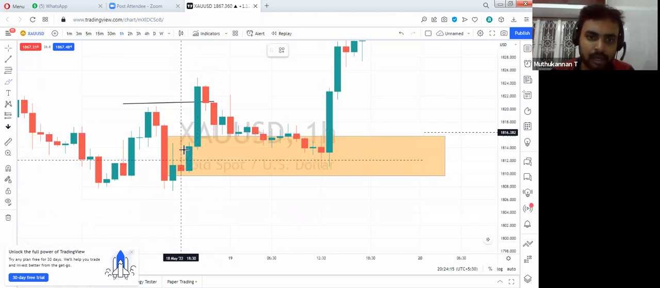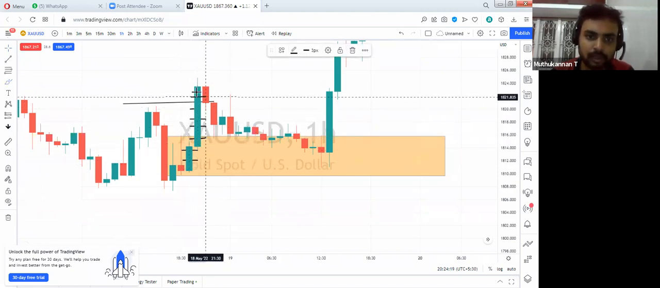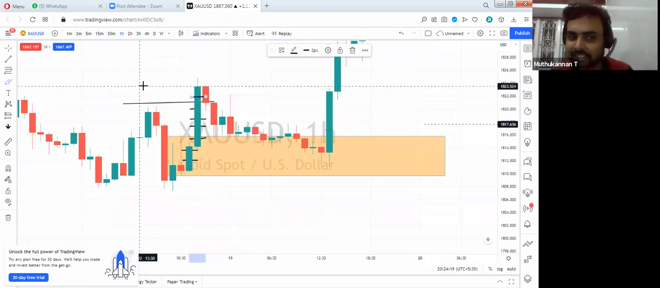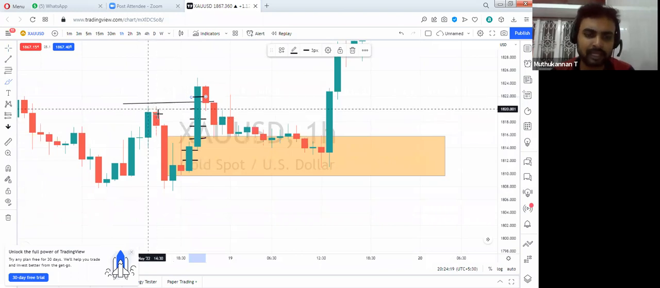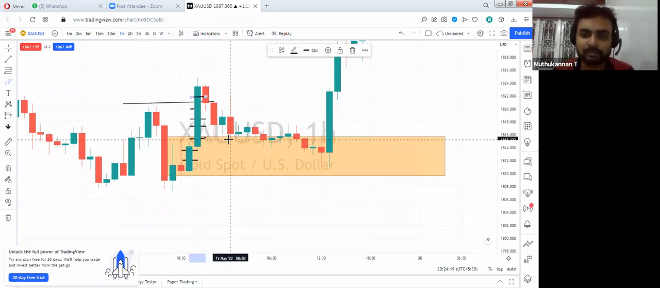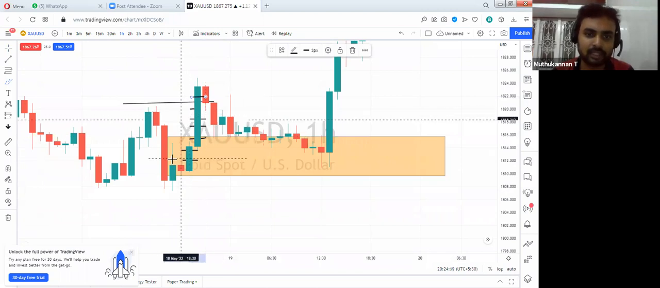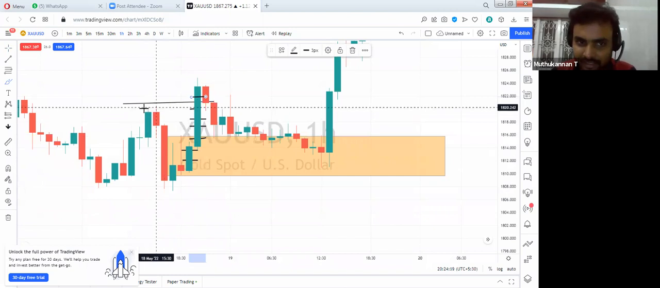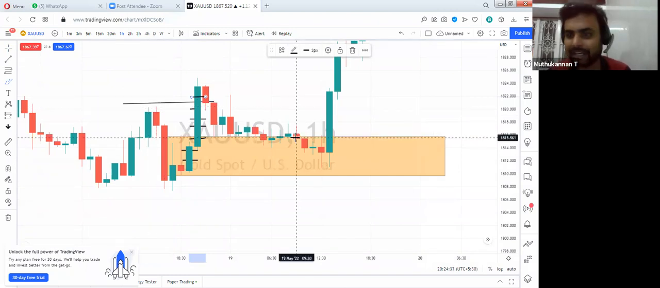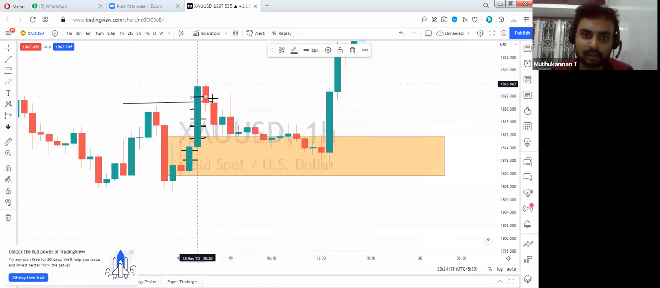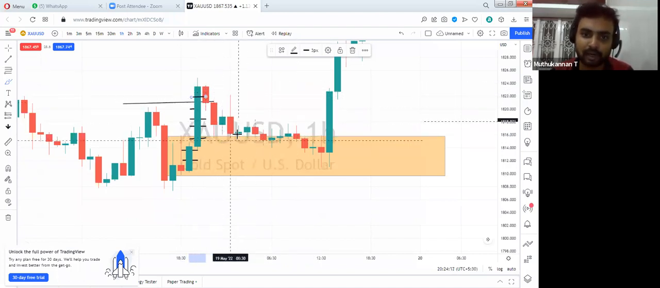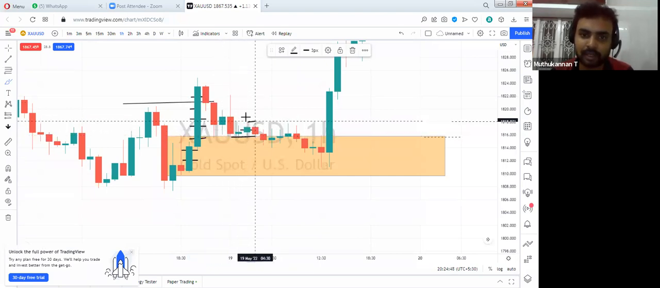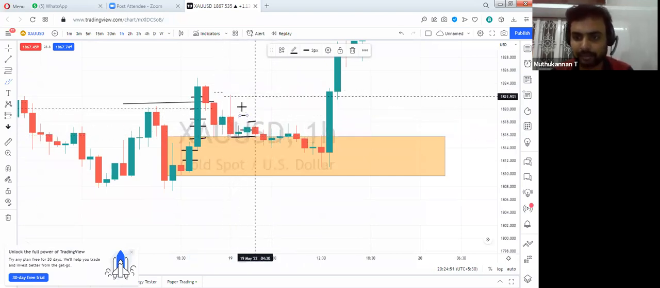I'll be taking a buy, and there is a break of structure, and I'll see that break and retest. My resistance is broken, and I'll be buying. Some people will buy here, and some people will wait for this break and retest, pullback trading. They'll be waiting for this pullback, this down movement, and they'll be buying from here also, somewhere here also.